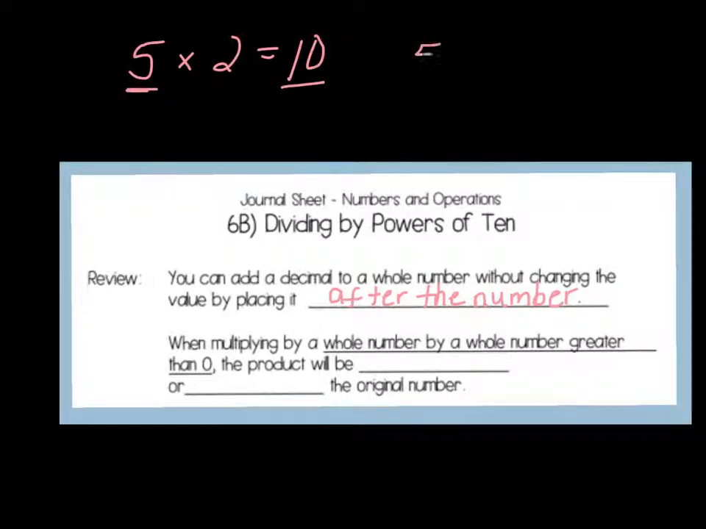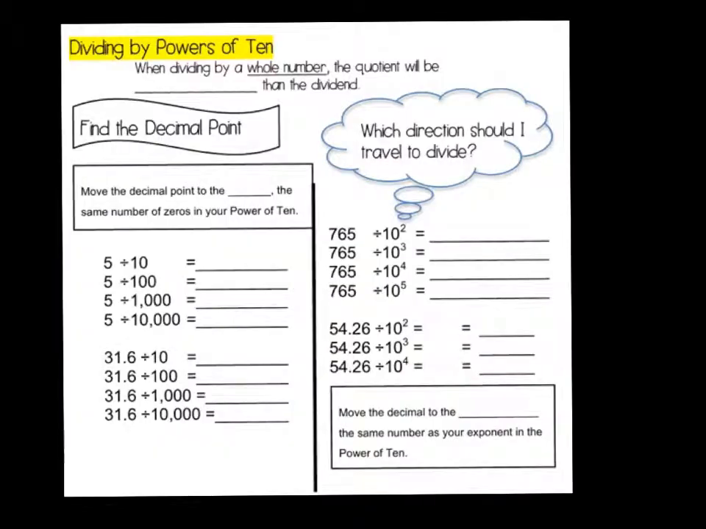In addition, if I take 5 and I multiply it by 1, that's going to give me an answer, or product, of 5, and that's equal to the original number. So in our answer, we could say when multiplying a whole number by a whole number greater than 0, the product will be greater than or equal to the original number.